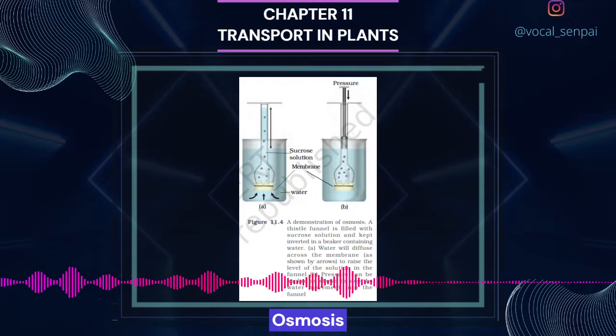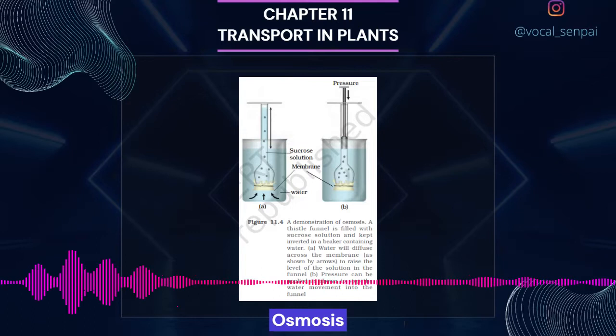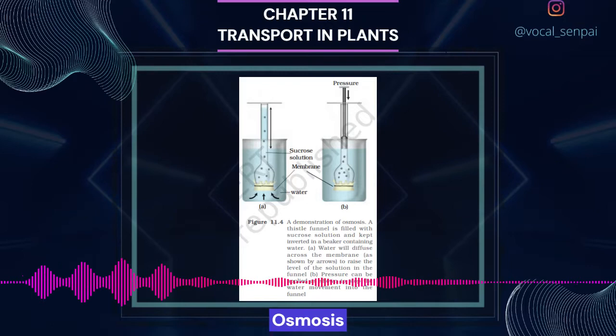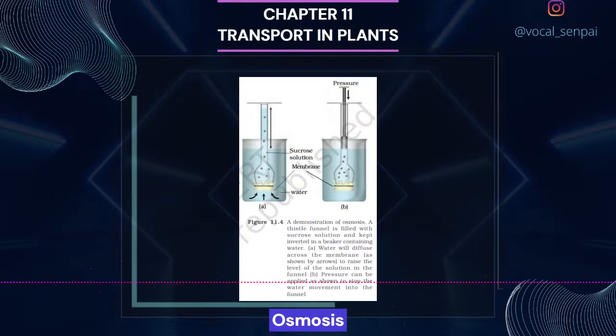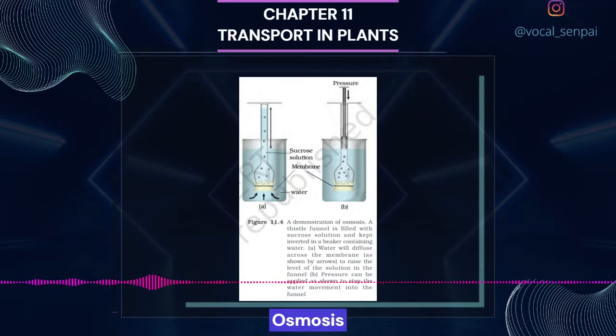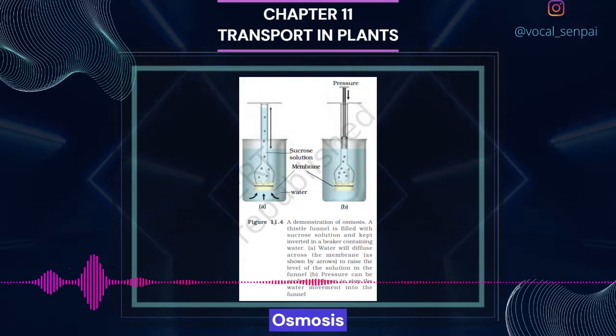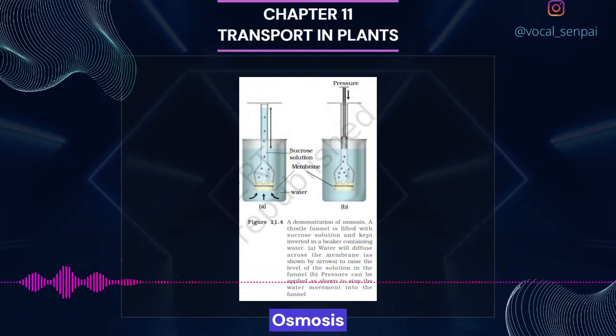Let us discuss another experiment where a solution of sucrose in water taken in a funnel is separated from pure water in a beaker by a selectively permeable membrane, figure 11.4. You can get this kind of a membrane in an egg. Remove the yolk and albumen through a small hole at one end of the egg and place the shell in dilute solution of hydrochloric acid for a few hours. The eggshell dissolves, leaving the membrane intact.